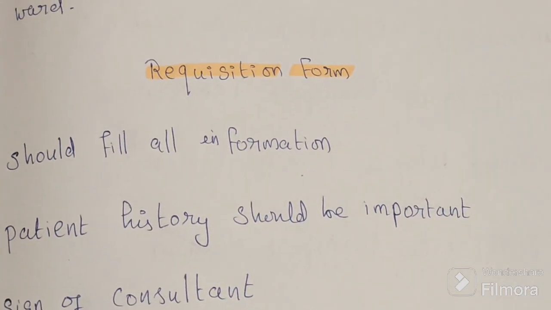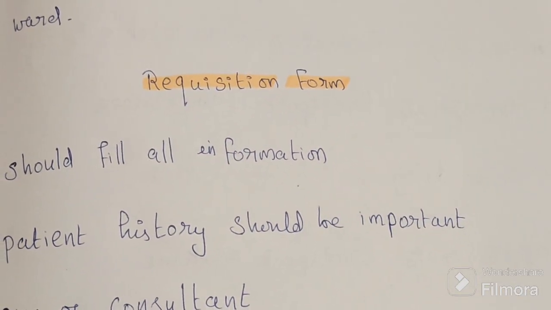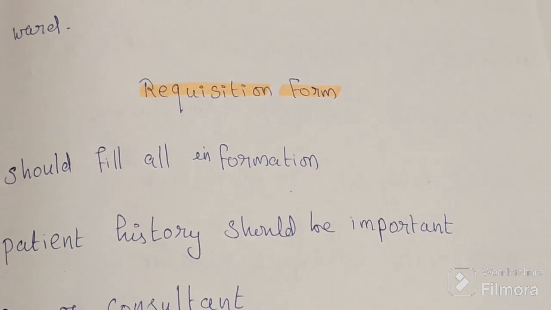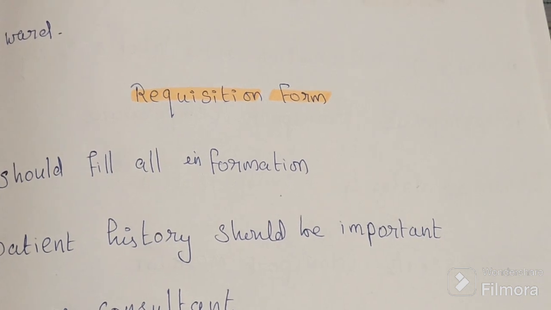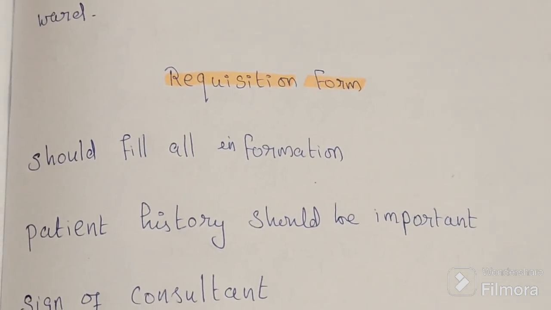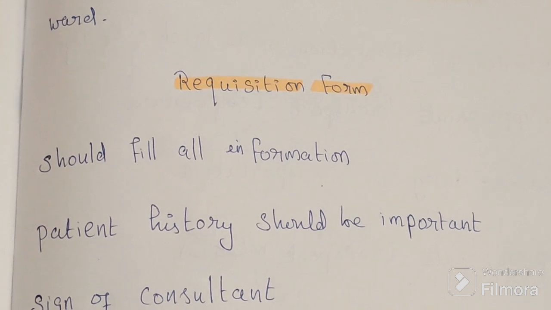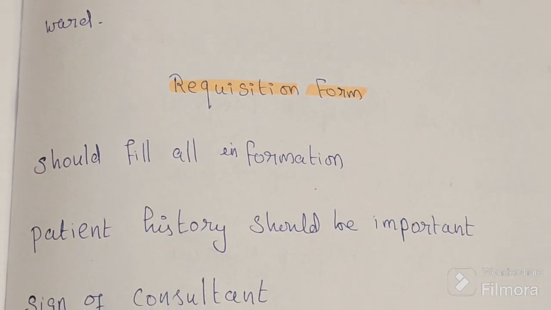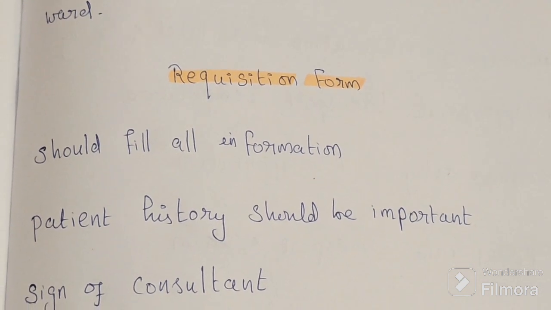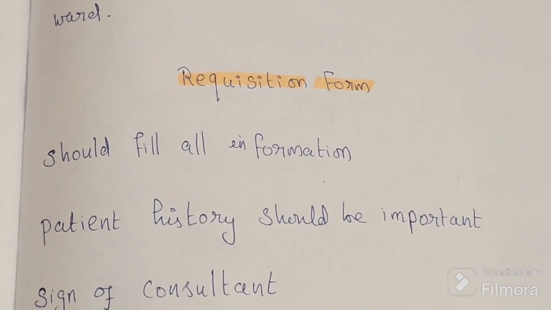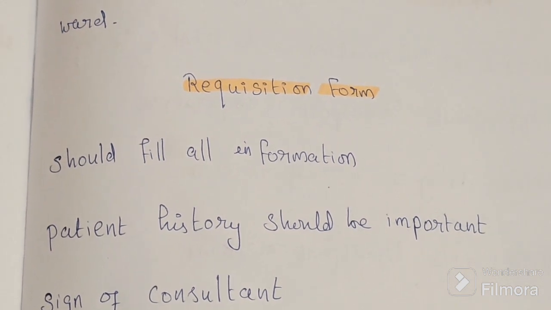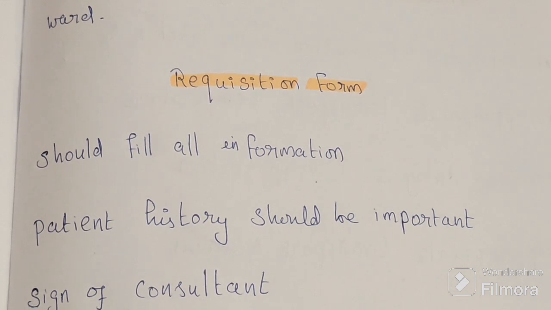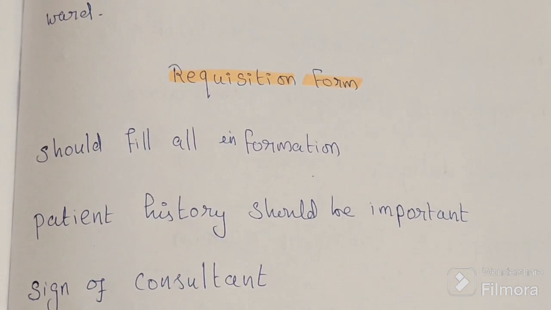Coming to the requisition form. The requisition form is important. Based on the patient's clinical history only, we have to give an accurate report. So for that reason the requisition form is very important. In this form we will fill in all the information, what tests we want to perform. These are some important things for the requisition form.